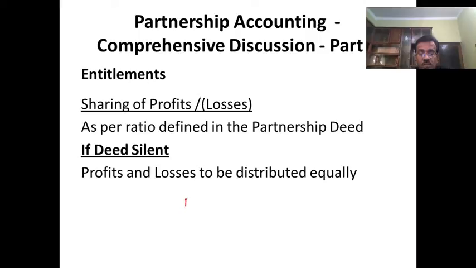So suppose there are 3 partners A, B, and C. It will be written in the partnership deed that the ratio will be 3:2:1 or 4:3:2, whatever it is. If the deed is silent, then profits and losses are always to be distributed equally. That is most important. So if in your question you don't see the sharing of profits mentioned, never mind, you just go ahead and distribute the profits or losses equally, because the rule is that if the partnership deed is silent, then you follow the Partnership Act, and the Partnership Act says that you should share the profits and losses equally. So that we must remember.